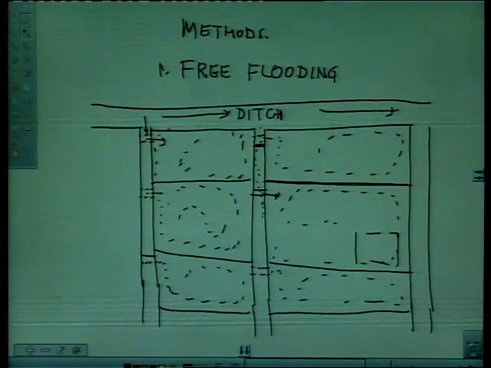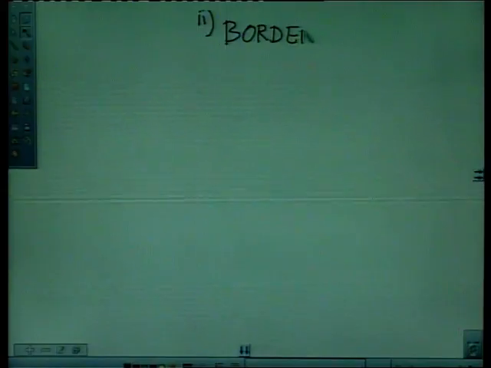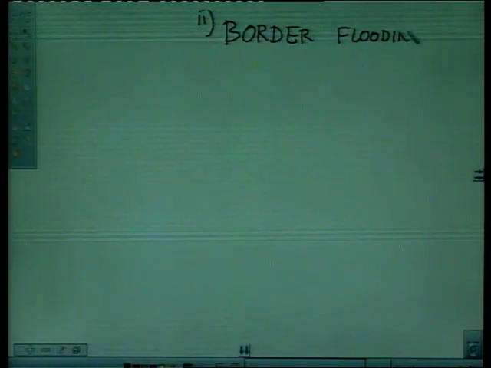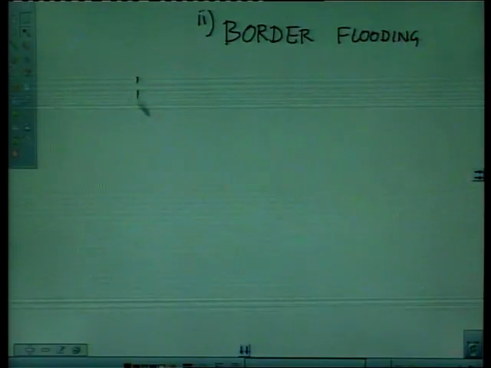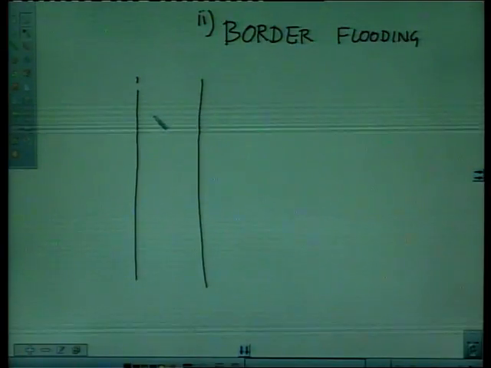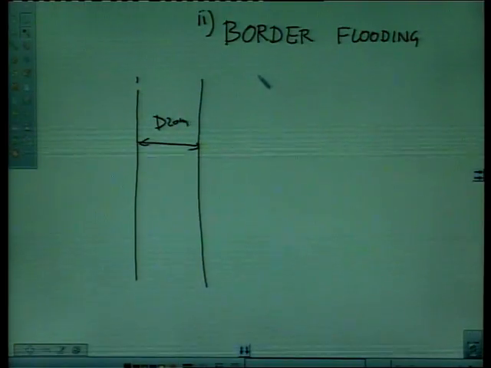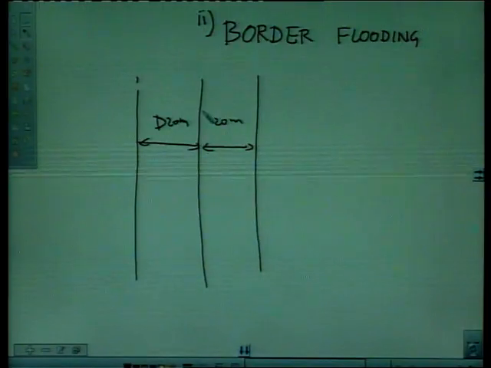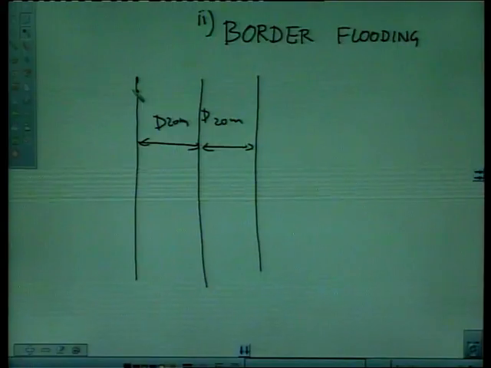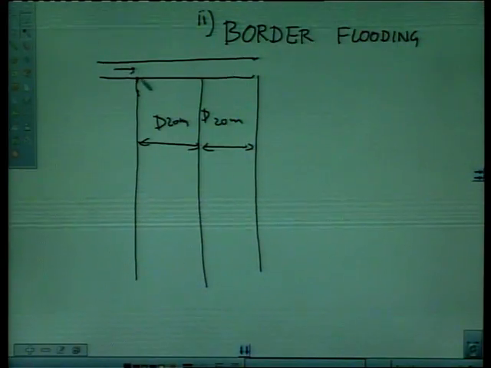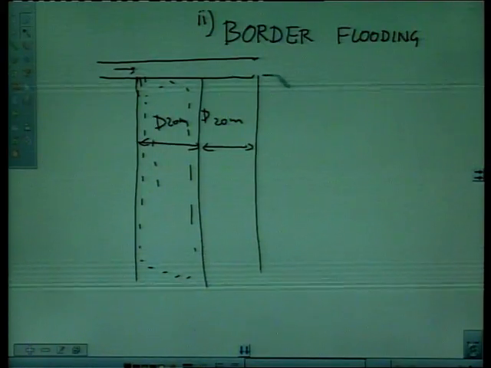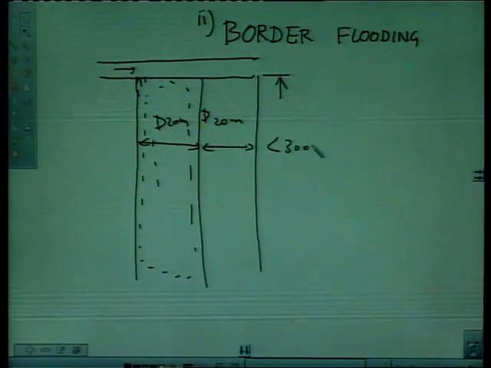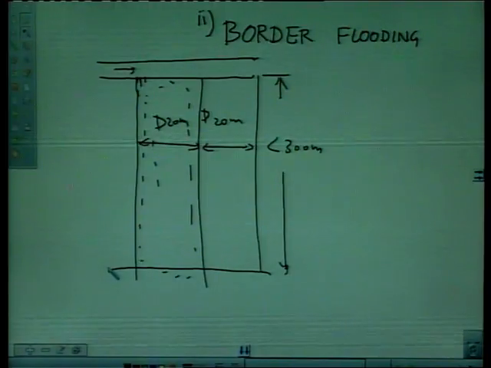Then border flooding. In this case we are having a very big area which is not more than 20 meter wide. These areas are less than 20 meter, and we are having a ditch over here, and water enters from this opening and covers the whole area, which is approximately less than 300 meter. So, this is a big area which can be irrigated with border flooding.